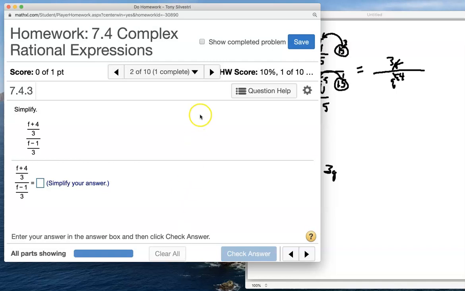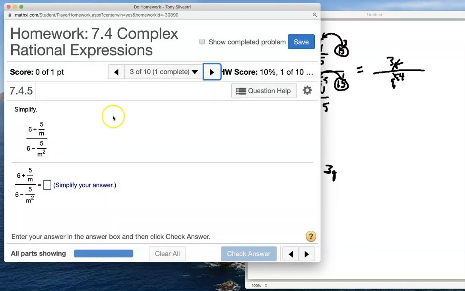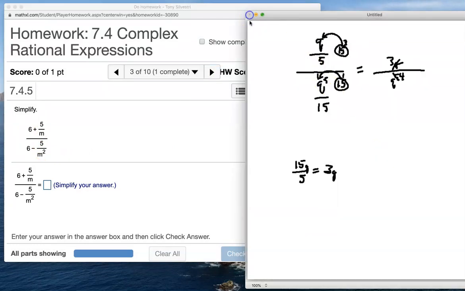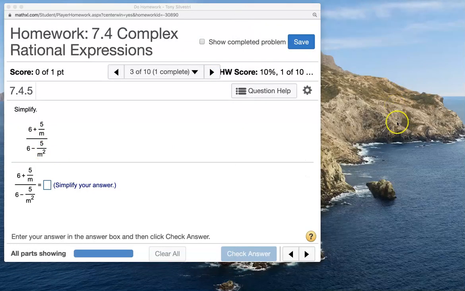I'm going to do the same one. That's an easy one. I'm going to do another one. Let's do this one. This is better. Number 3. Let's get rid of this. Don't save it.